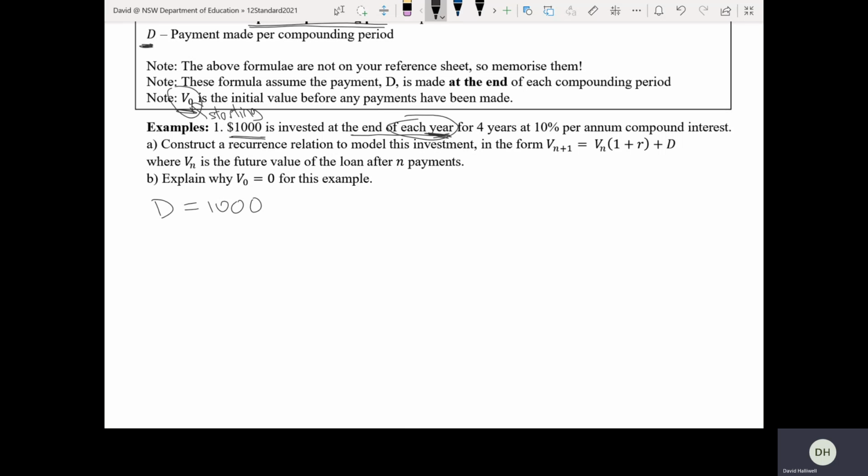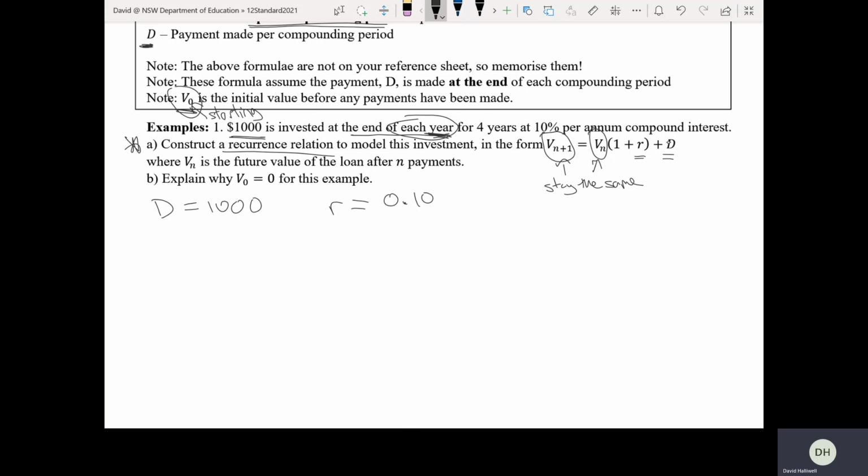And now, because it's at the end of each year, everything will be in terms of yearly here. So we've got 4 years, we've got 10% per annum. You always want to work out D and you always want to work out R for this formula. So 10% per annum will become 0.10 as a decimal. Once you know D and once you know R, you can construct the recurrence relationship very easily, because all that happens is the two bits that have the V with the sub n and the n+1 stay the same. The only thing that changes is R and D.